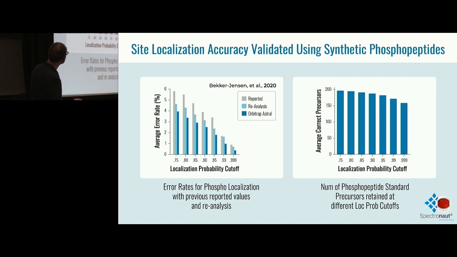And then here you can see the average number of correct precursors that we get as a function of the localization probability cutoff. Now, I said there was 225. We don't get them all because some overlap with yeast protein peptides, and then a few we don't get. But you can see we're doing pretty good. Even at the very stringent cutoff, we're getting the vast majority of these included.